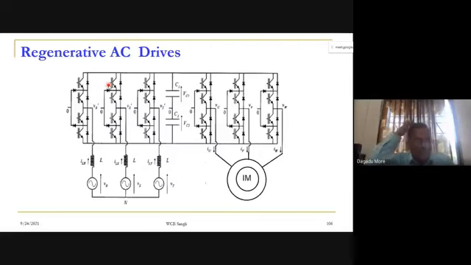Now let us go for this regenerative drive. This will be a regenerative drive. So what is this? It is our 3-phase supply. We are having inductances, and what type of multi-level inverter is this? What is the name of the multi-level inverter or multi-level rectifier? You can call it a PWM rectifier and PWM inverter.